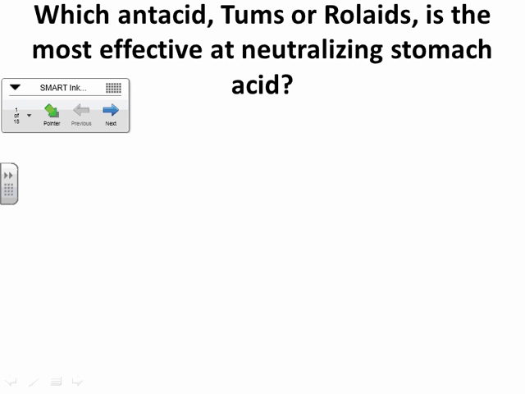Most effective at neutralizing stomach acid. So Tums and Rolaids, if you didn't know, are actually bases. And so that's why they help to neutralize acid, because they react with the acid, taking some of the H+ out of your stomach. So if you have extra stomach acid and you start to have heartburn, then you can take Tums or Rolaids for that. So we're going to see which one is better at doing that.